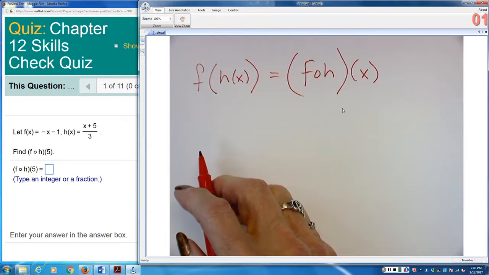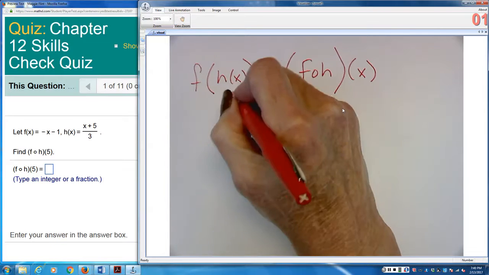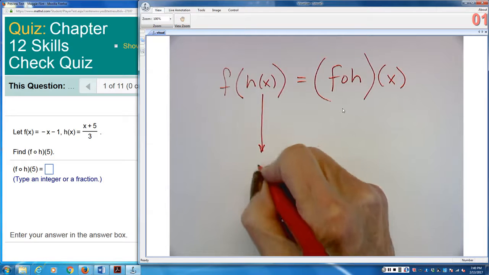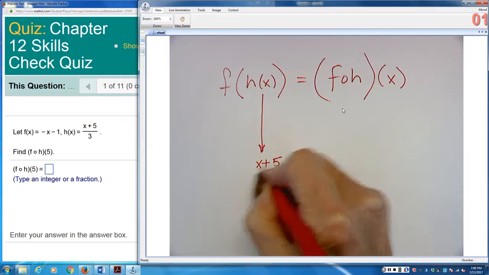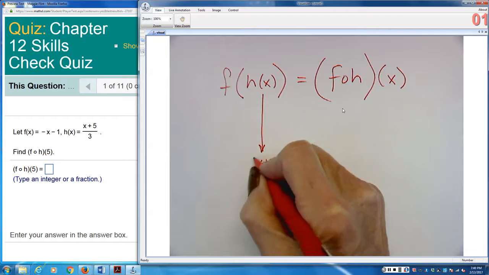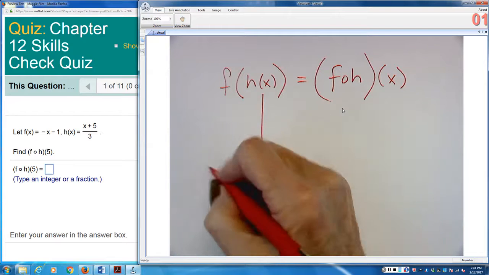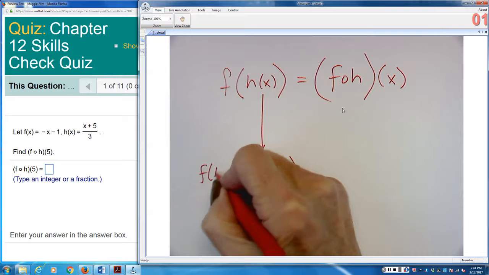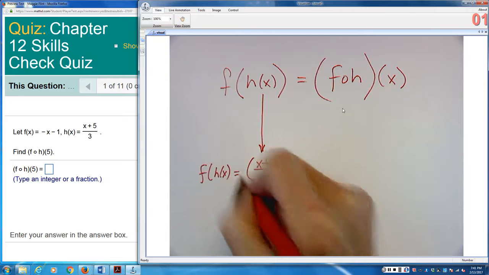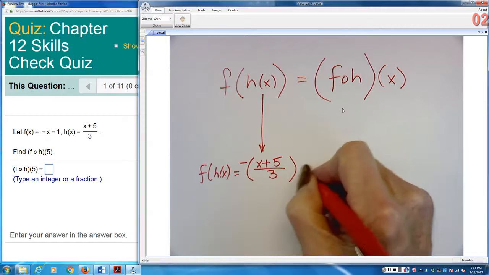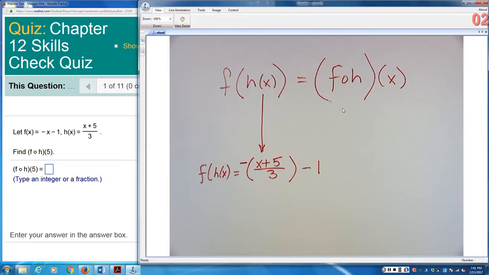So what it's saying is to take h of x, which is x plus 5 over 3, and put that in place of x in f of x. And since f of x is negative x, then this is negative that quantity minus 1. Okay?